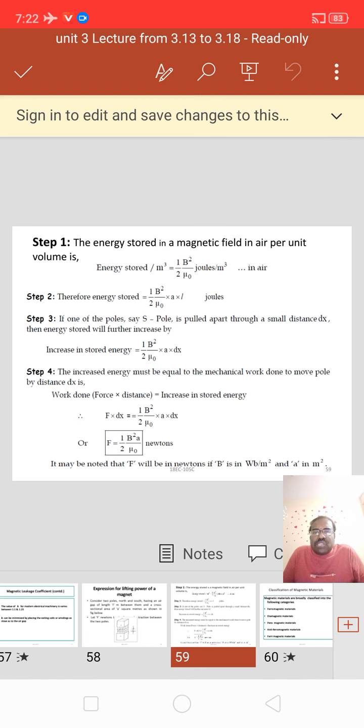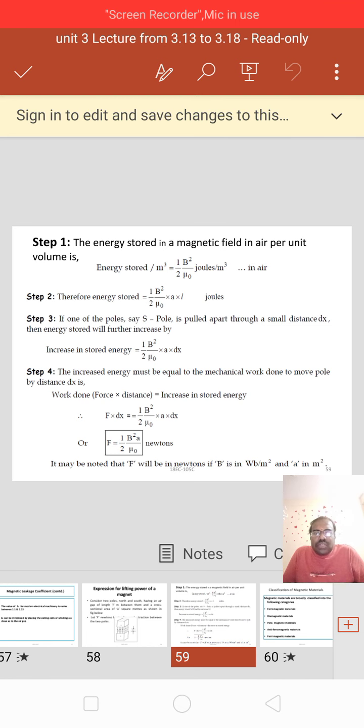If one of the poles, say S pole, that is south pole, is pulled apart through a small distance dx, then the stored energy will further increase. The increase in stored energy equals half into B square by mu naught into A into dx.